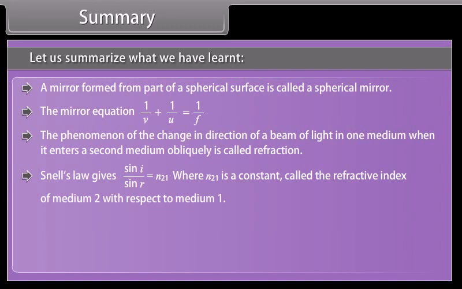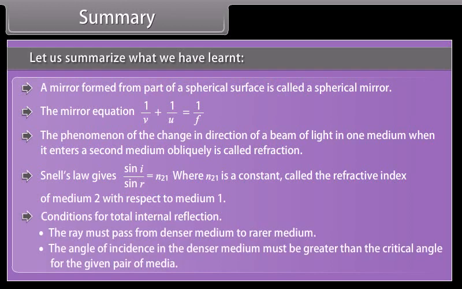Snell's law gives sin i by sin r is equal to n21, where n21 is a constant called the refractive index of medium 2 with respect to medium 1. Conditions for total internal reflection: the ray must pass from a denser medium to a rarer medium. The angle of incidence in the denser medium must be greater than the critical angle for a given pair of media.